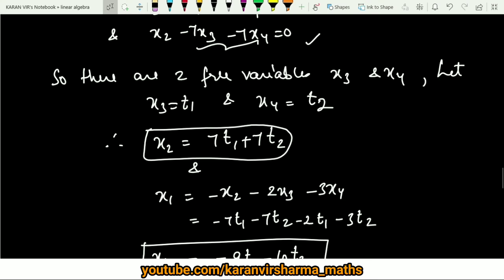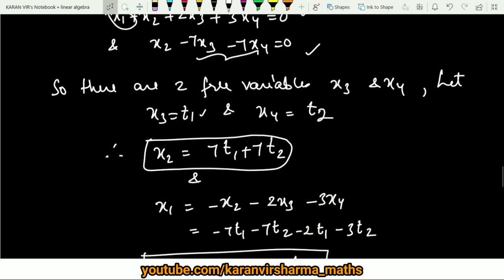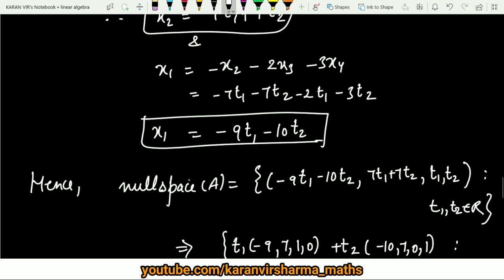You can calculate the value of x2 from here. So x2 will be 7x3 plus 7x4, and what is the value of x3? That is t1, and x4 is t2. So x2 comes out to be 7t1 plus 7t2. And what is your x1? Just substitute the values of x2, x3 and x4 in terms of t1 and t2 and find the value of x1. So the value of x1 comes out to be minus 9t1 minus 10t2.